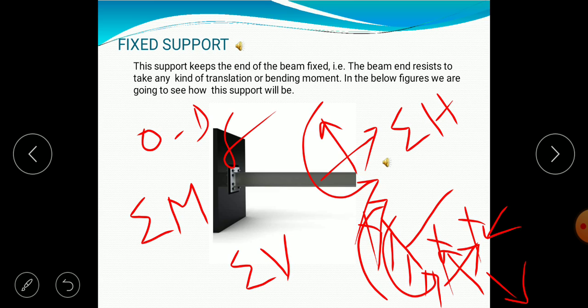Degree of freedom is 0. So a fixed support is one which resists any kind of translation, that is movement, or bending moment, in 3 directions. That's why it is a fixed support.